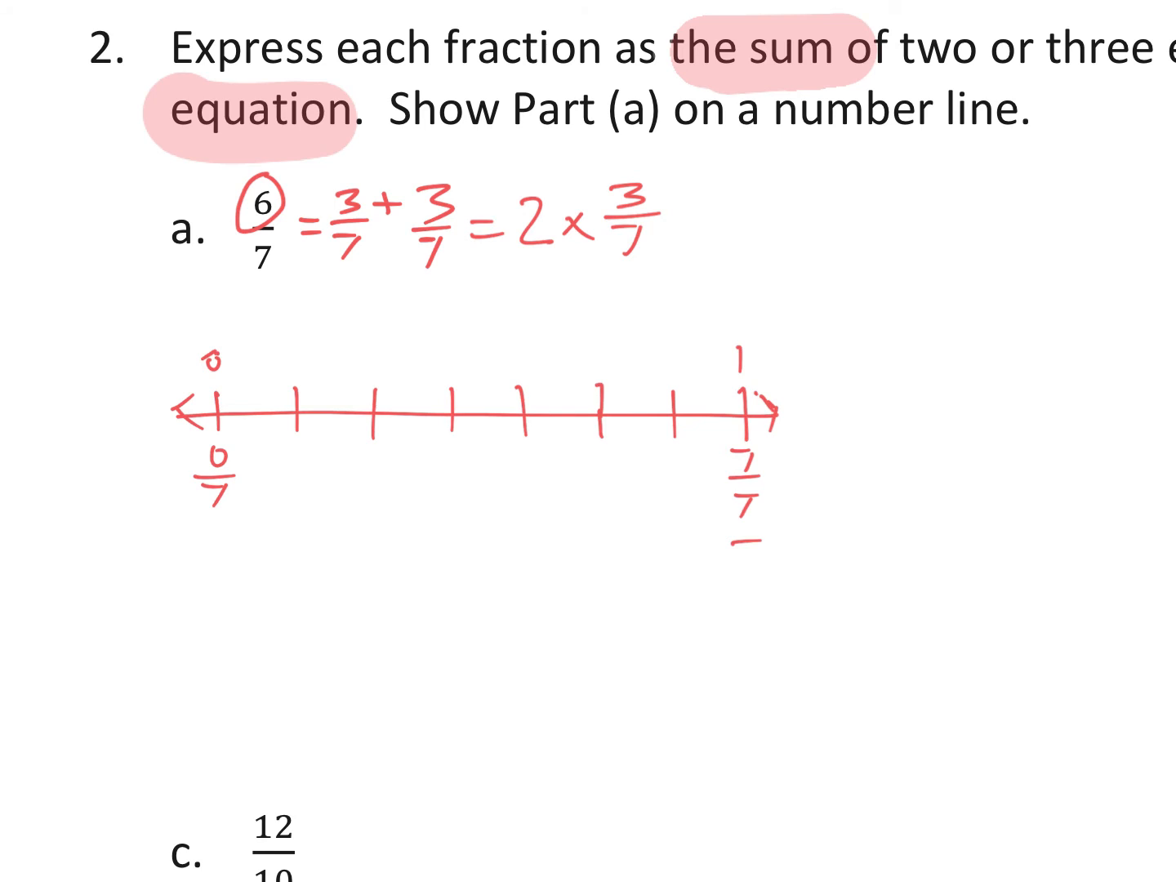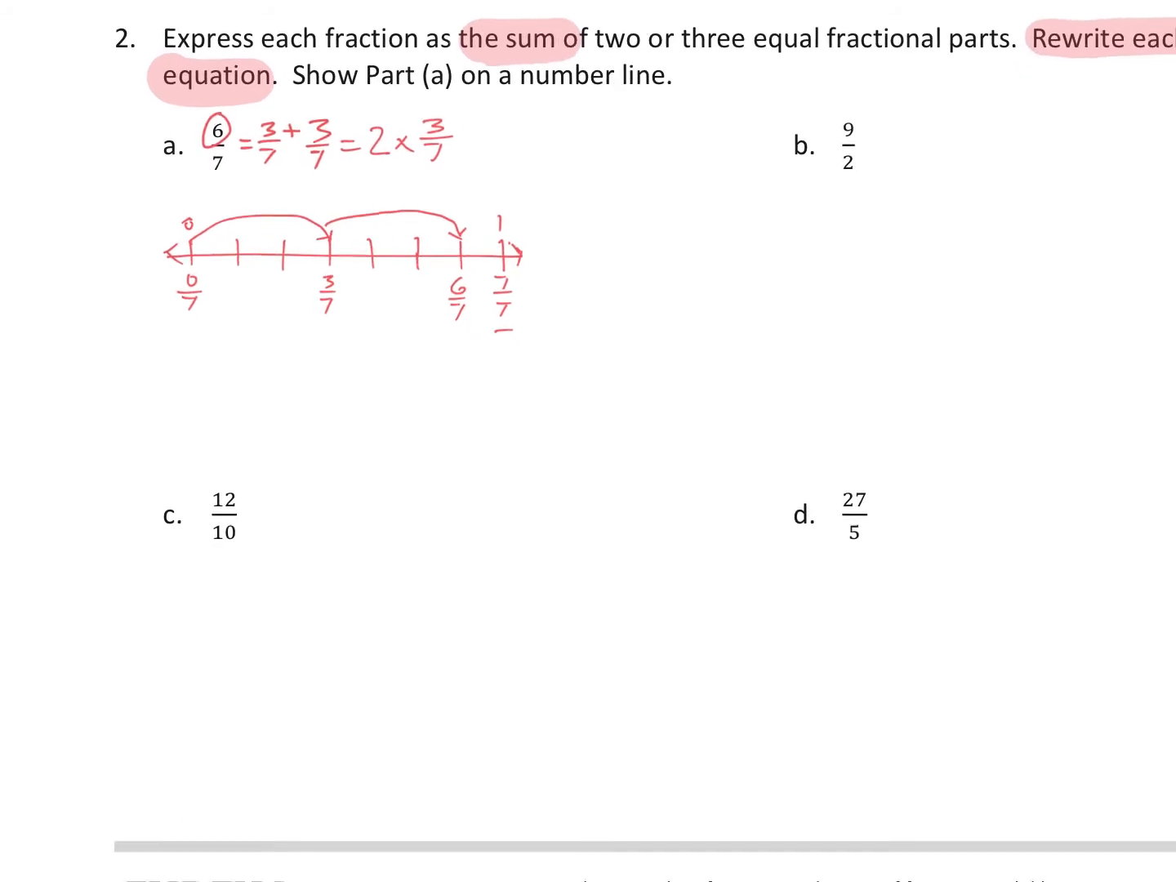So how do I write that? Well, I'm going from 1, 2, 3 is my starting point, 3/7. So I'm going from here to 3/7. And then I'm adding another 3/7. So I'm going to go 1, 2, 3, another 3. And that gives me 6/7. So it's asking for a lot of parts, but it's not that bad.